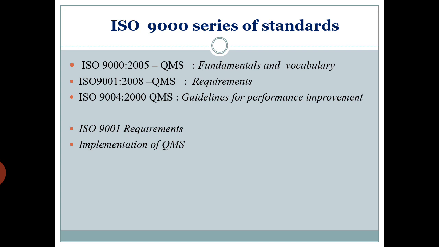So, there are three series of ISO standards. You have studied this, as I said earlier, in the last part of the first module. ISO 9000:2005, which talks about fundamentals and vocabulary. Second, ISO 9001:2008, which talks about the requirements. Third one, ISO 9004:2000, which talks about the guidelines for performance improvement. And you have studied the ISO 9001 requirements and the implementation of QMS also.